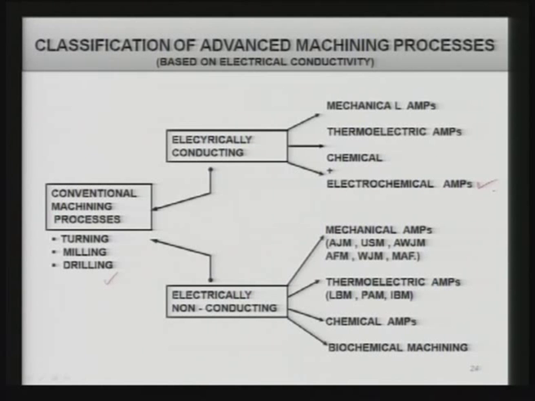Electrically non-conducting materials can be machined by only a limited number of machining processes, just like abrasive jet machining, abrasive water jet machining, ultrasonic machining, abrasive flow finishing, water jet machining, and so on. Thermoelectric advanced machining processes, just like laser beam machining, plasma arc machining, ion beam machining. Then chemical advanced machining processes and biochemical machining processes can be used for electrically non-conducting materials.